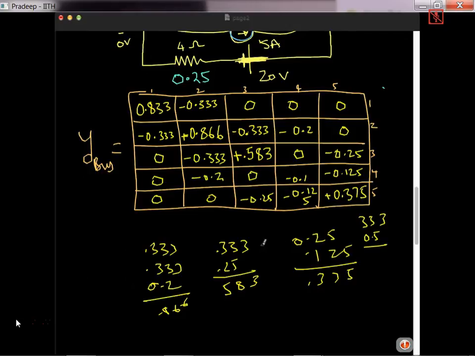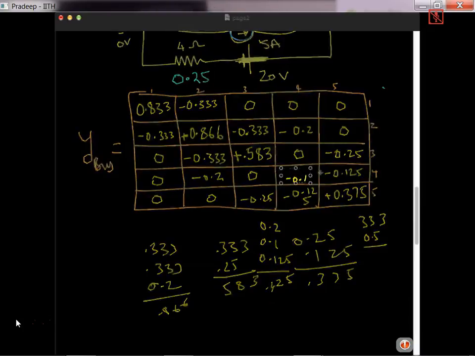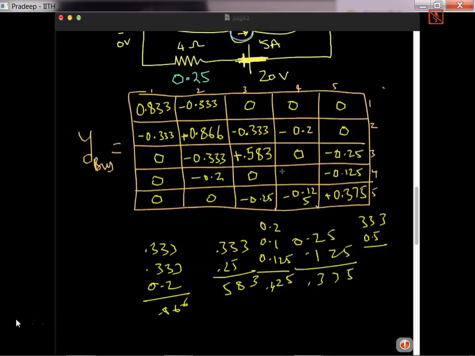Similarly, in row 4, what do I have? 0.2 I have, 0.1 I have, and 0.125 I have. So this is 0.2 plus 0.1 plus 0.125, that is 0.425. So this one I'll delete and then I'll put 0.425. So finally my Y bus is completed.